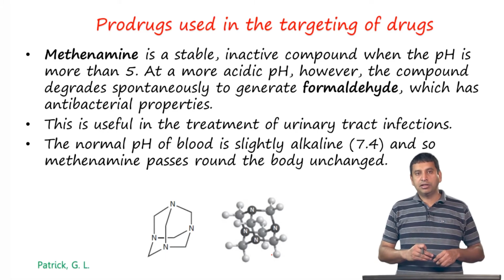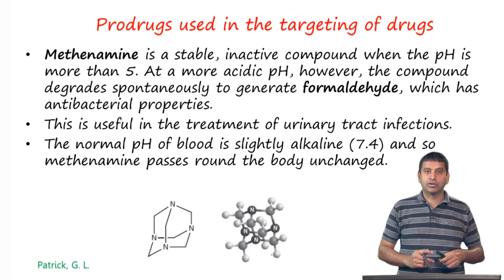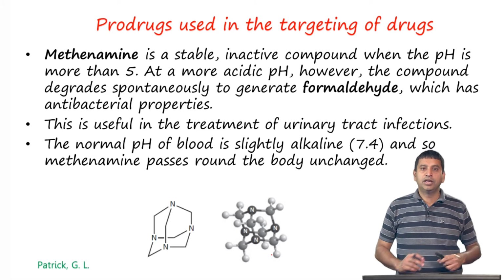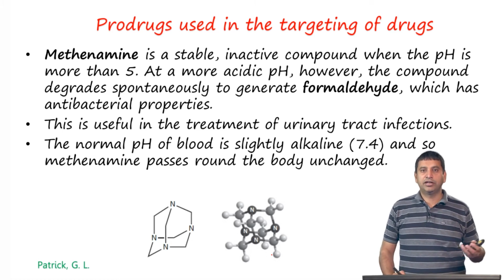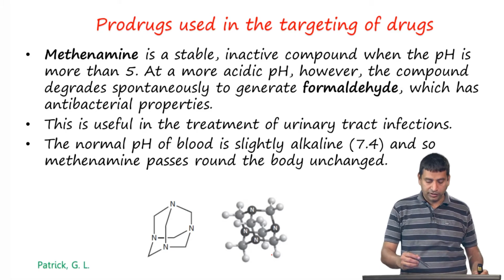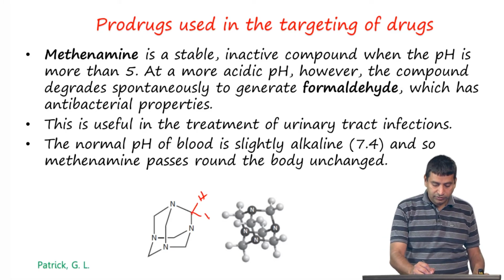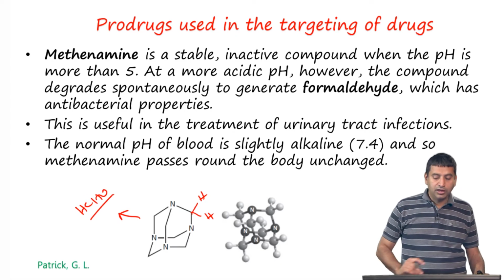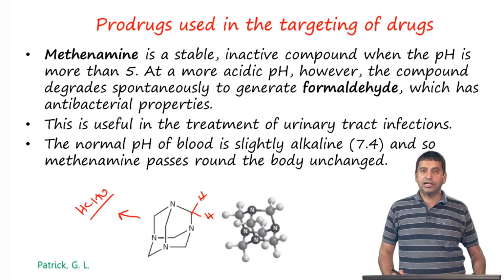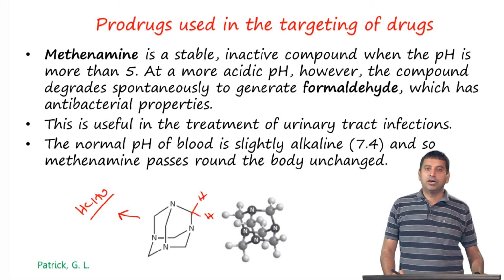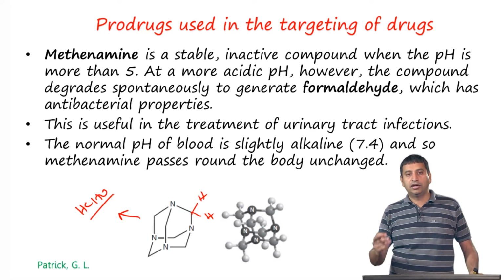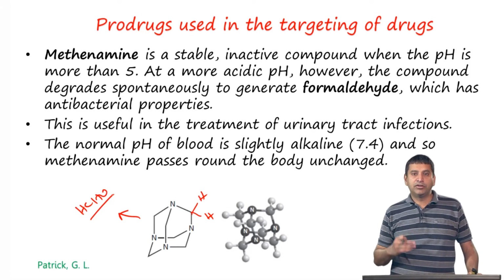The example here is methenamine, whose structure is shown here. It is a stable inactive compound when the pH is more than 5, okay? And when the pH becomes more acidic, the compound degrades and produces formaldehyde. In this molecule, it has a CH2 attached here, and this will degrade to produce formaldehyde. Formaldehyde is quite irritating, and it can be a little bit toxic. This molecule is used in urinary tract infections, because urine contains mildly acidic conditions, and formaldehyde has antibacterial properties.